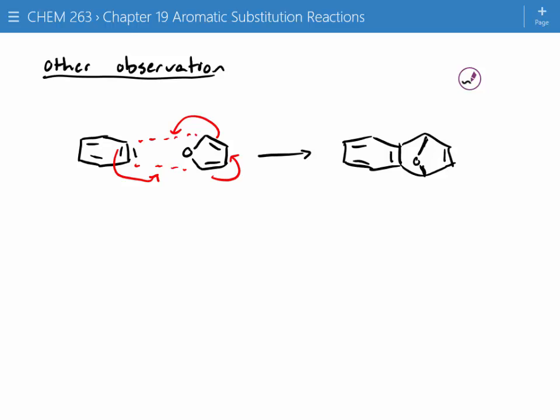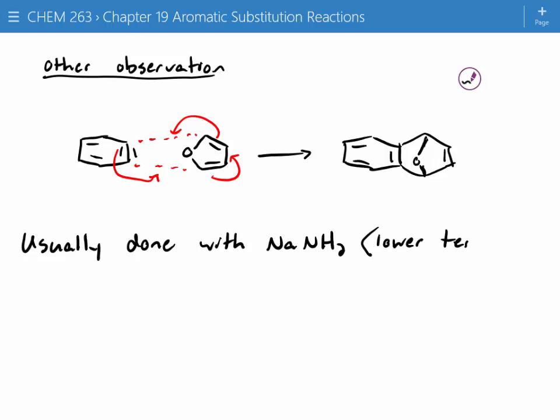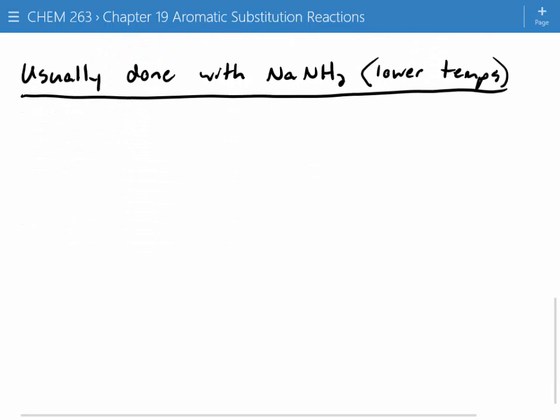The other reaction that's more common than reacting it with hydroxide is using an even stronger base. Hydroxide requires really, really high temperatures. So usually it's done with sodium amide, because it requires lower temps. Instead of heating this thing up to 350 degrees, you can do it at a more reasonable 150 or something like that. So in this case, let's take a look at what would happen if we had our leaving group.